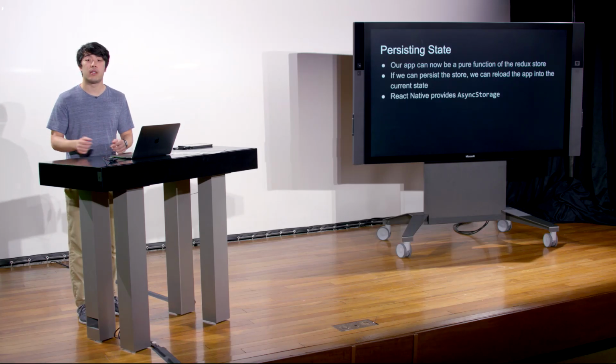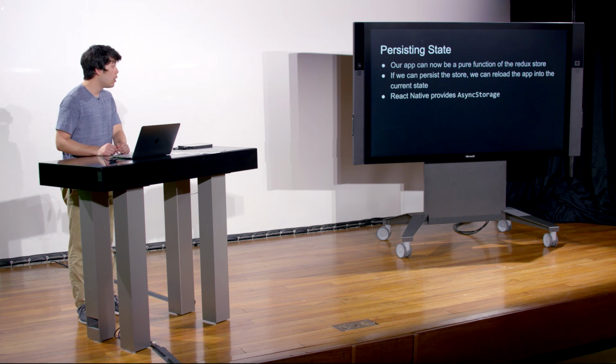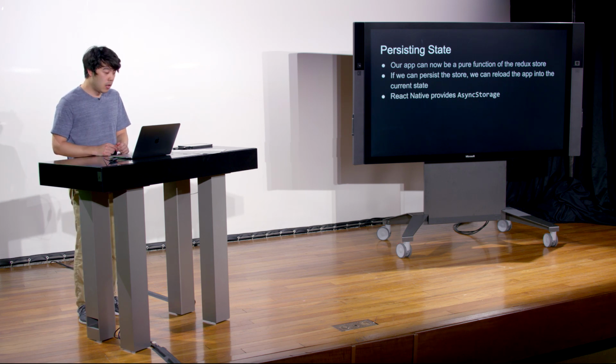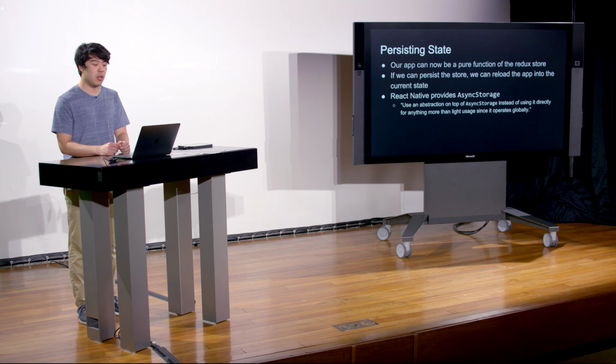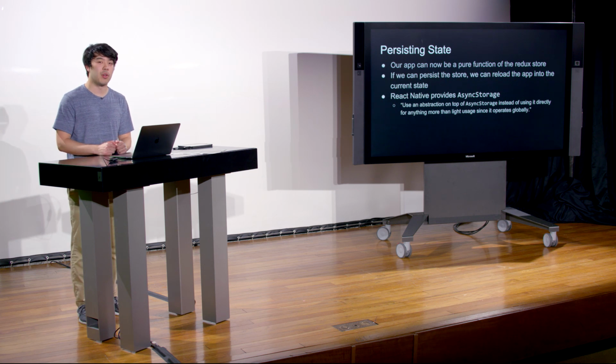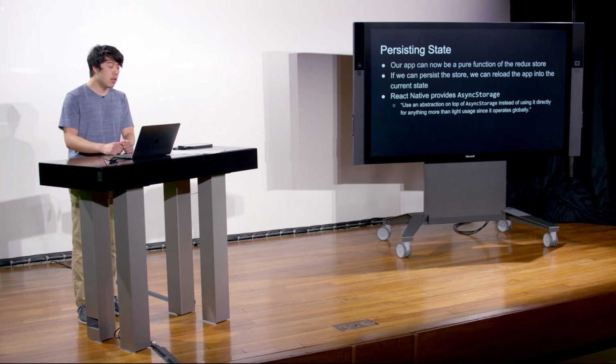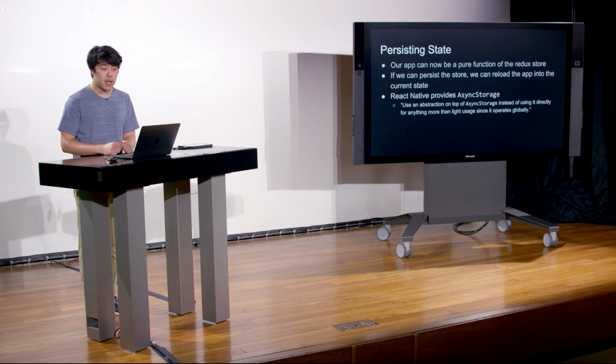React Native provides this API called Async Storage, which is a persistent data store. But if you read the docs, it says this: use an abstraction on top of async storage instead of using it directly for anything more than light usage, since it operates globally. Or in other words, we should probably stay away from that if we want to preserve our sanity. And so what might we want to do instead?